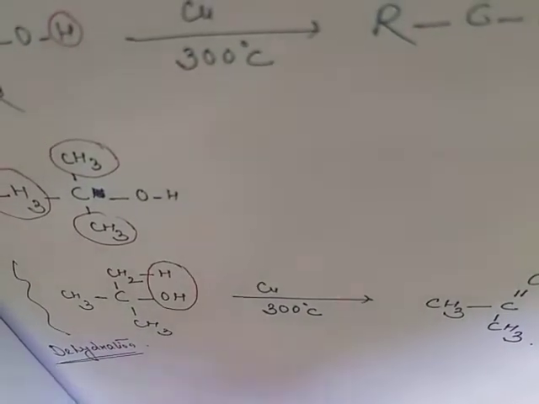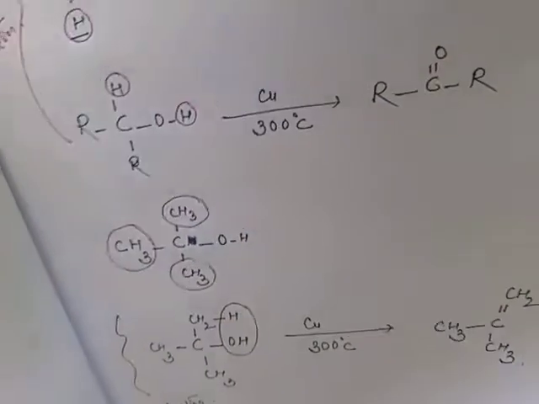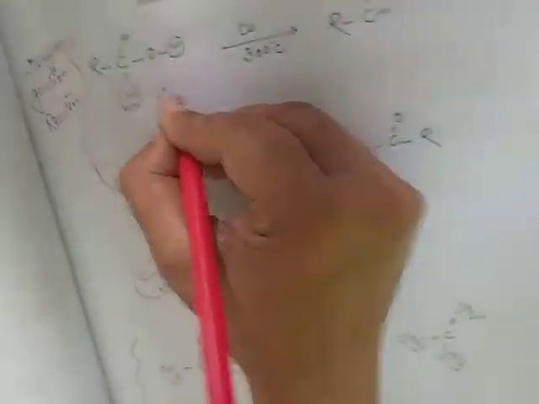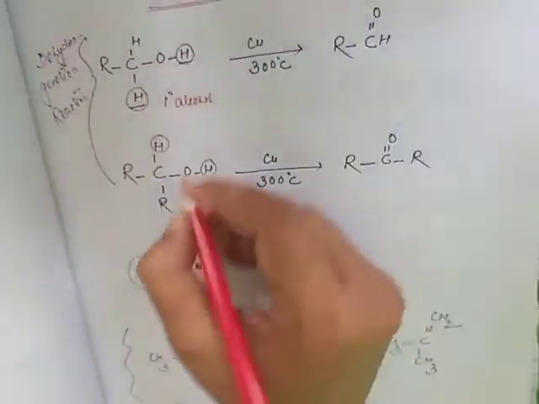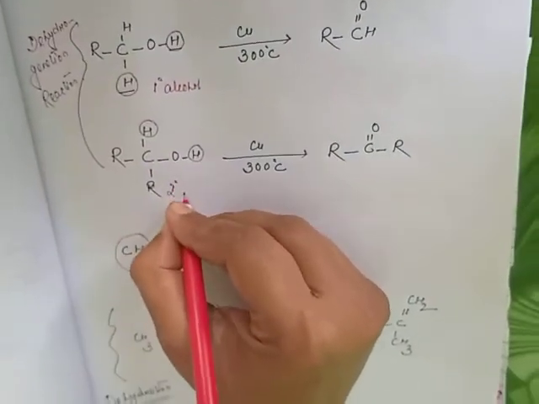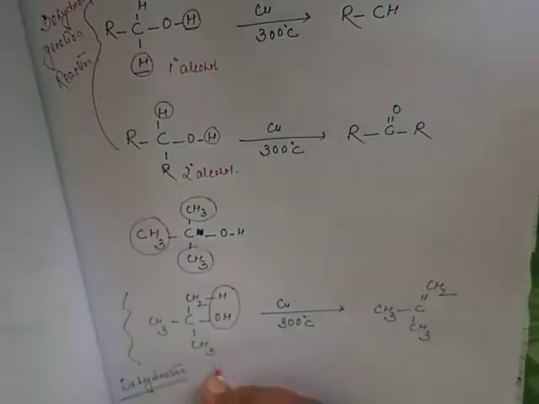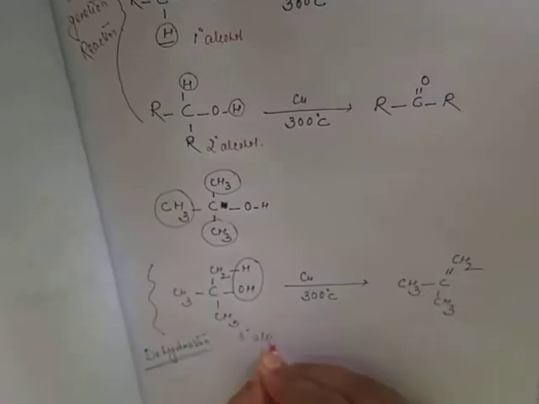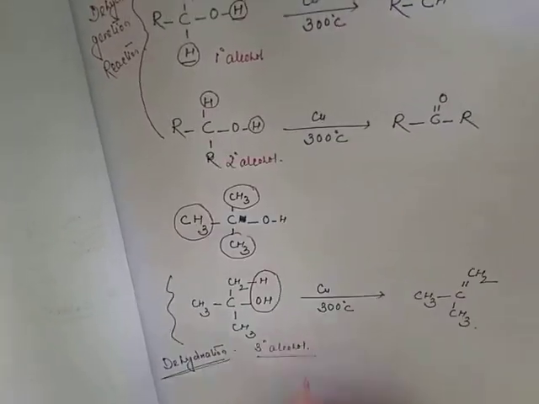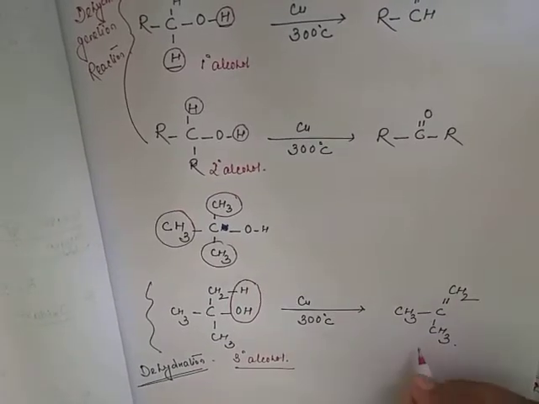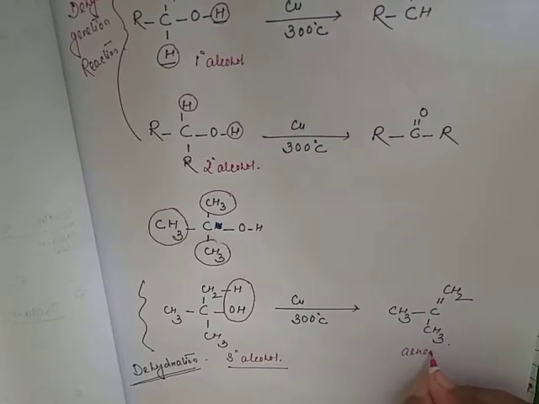That's why, in presence of catalyst, we write it as either a dehydrogenation or a dehydration reaction. The primary and secondary undergo dehydrogenation reaction, while tertiary, in absence of any alpha hydrogen, undergoes dehydration reaction and forms the corresponding alkene.